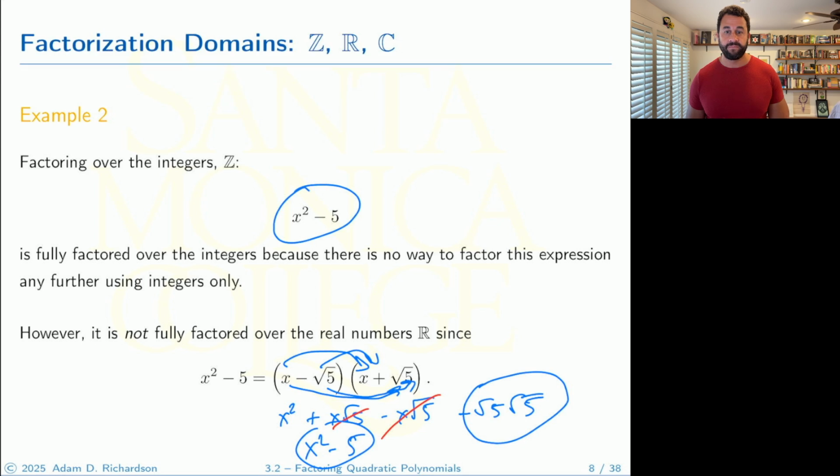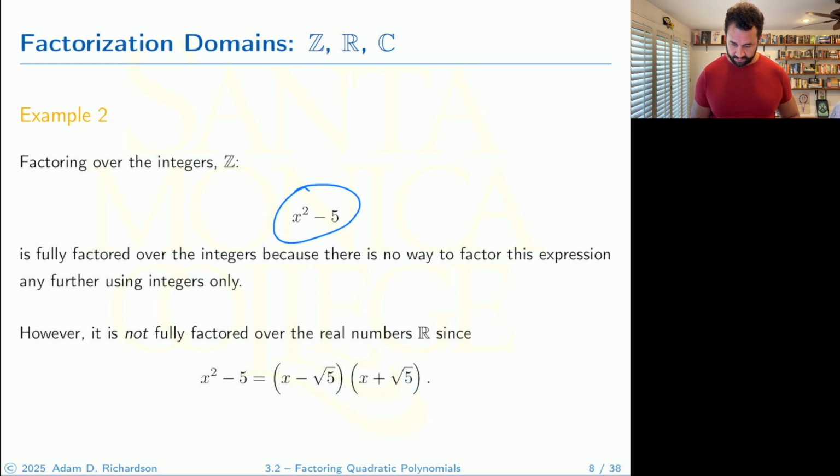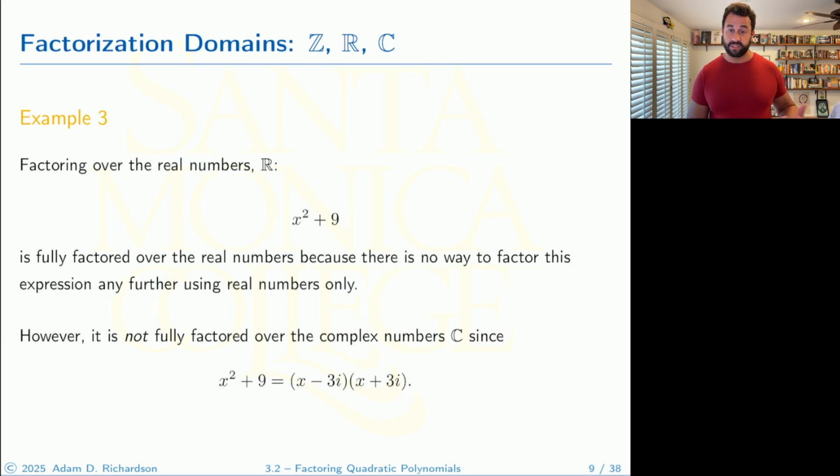There we go. So this is why the factorization domain is important. This is fully factored over the integers. It's not fully factored over the real numbers. If we are allowed to factor over the real numbers, we can factor it further, just like we did right here. Now it's fully factored. Can't factor this anymore. Okay, let's look at another example.